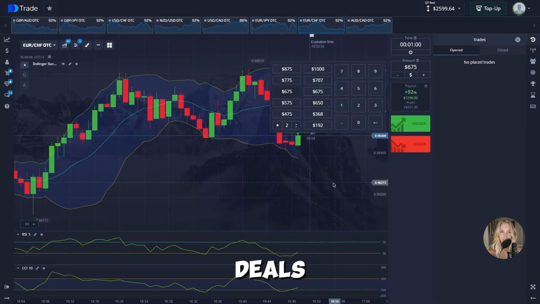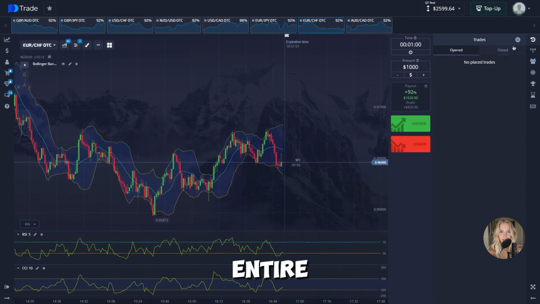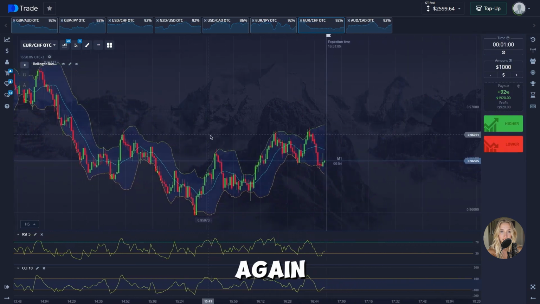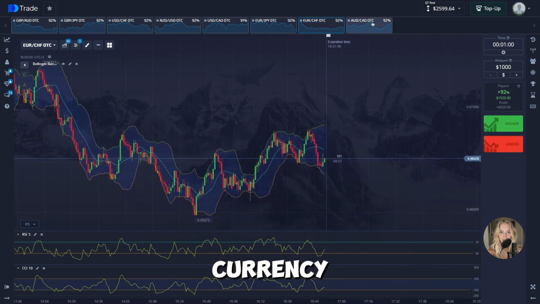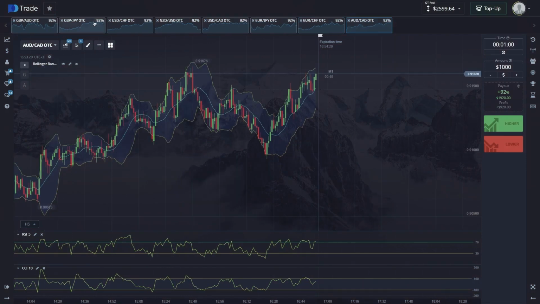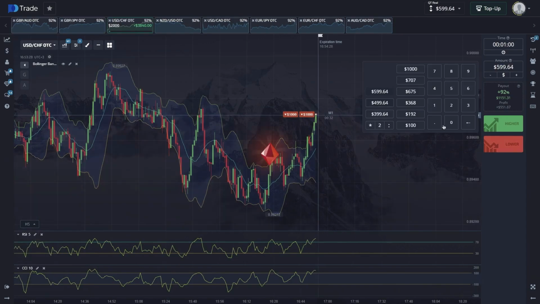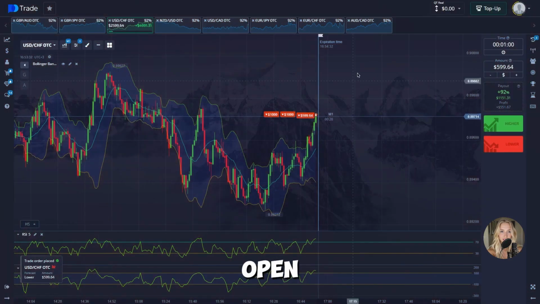We will open 3 deals in the amount of $2,599 for the entire deposit. We will try to find a deal for an increase again. Let's start and select the next currency pair. And here we will open short trades.